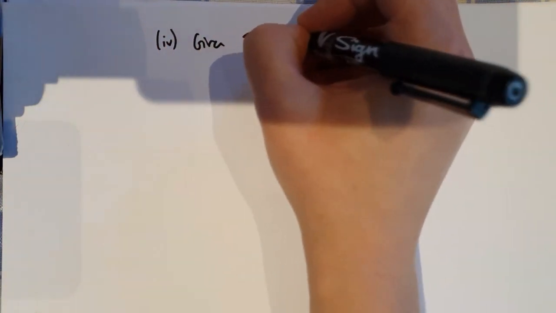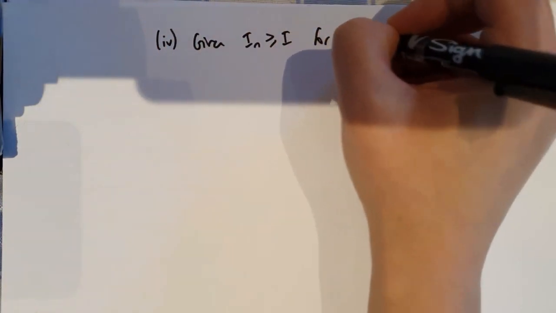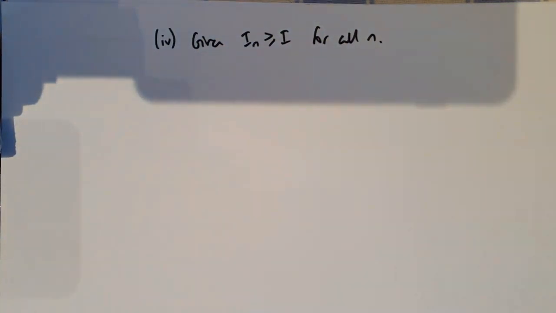And now let's hop over and have a look at part 4. So we're now allowed to assume that I_n is greater than or equal to I for all n. And we have to prove this inequality, which intriguingly doesn't involve b. So that's something to think about.